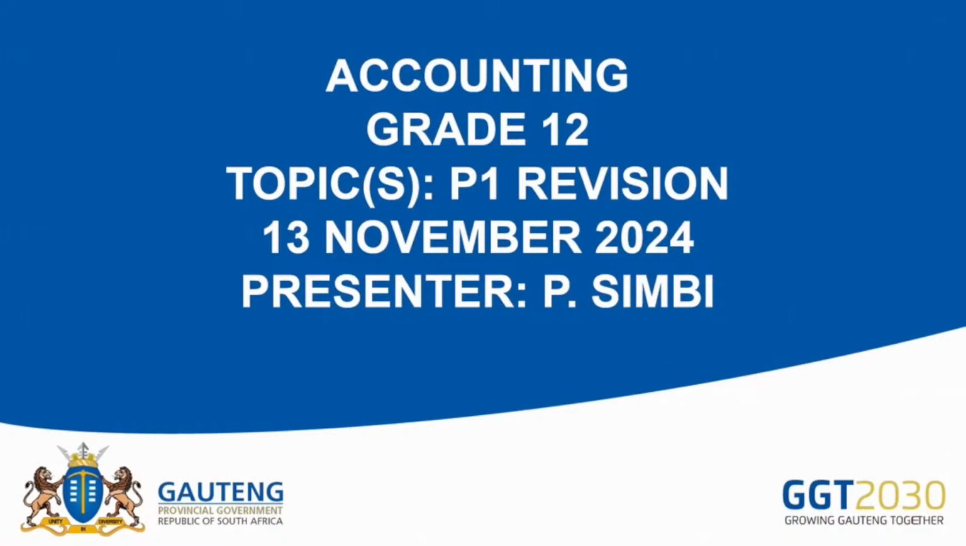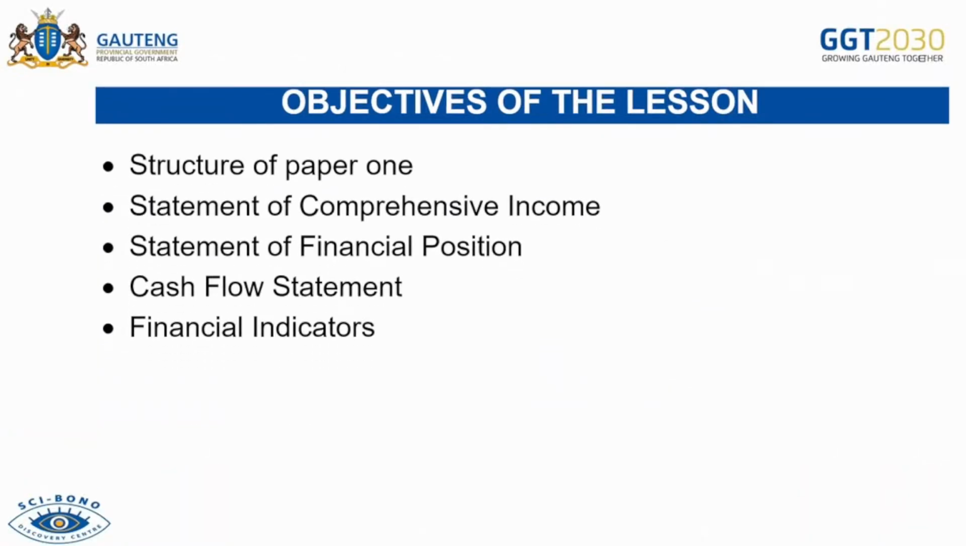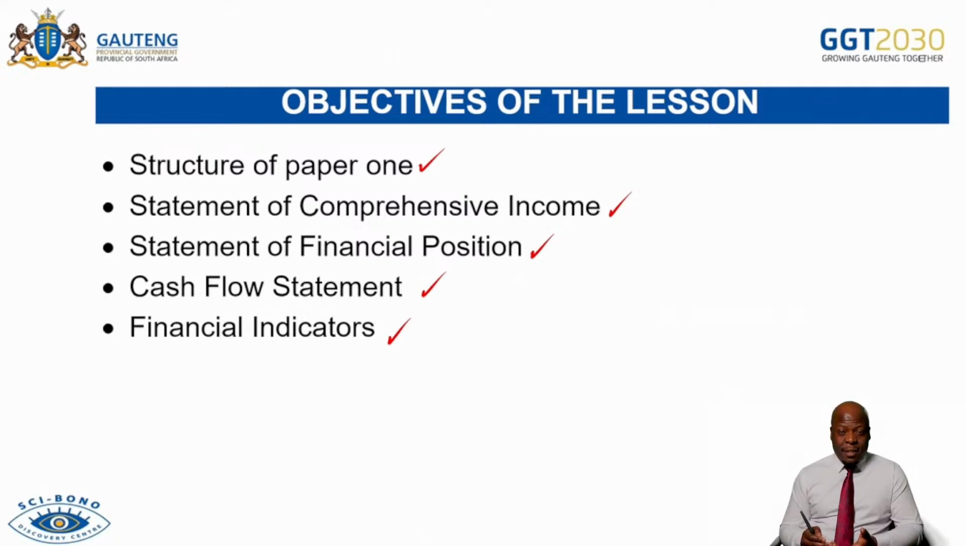So here are my objectives for today's class. I'll talk to the structure of paper one, all right? And then I'll also talk to the statement of comprehensive income, the statement of financial position. I'll also speak on the cash flow statement as well as financial indicators. You will see that there are certain aspects that I have not touched in this presentation, such as your corporate governance. These are questions that you have to go and prepare after today's class. Your analysis and interpretation of financial statements. Some of you might have received a document already which has been sent to you that will assist you in the preparation as we are just a few hours away from the final exam.